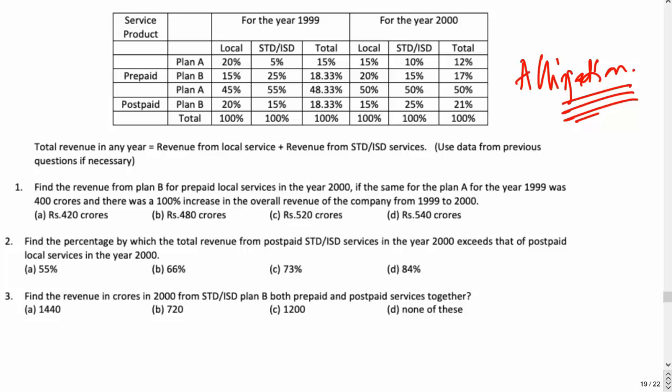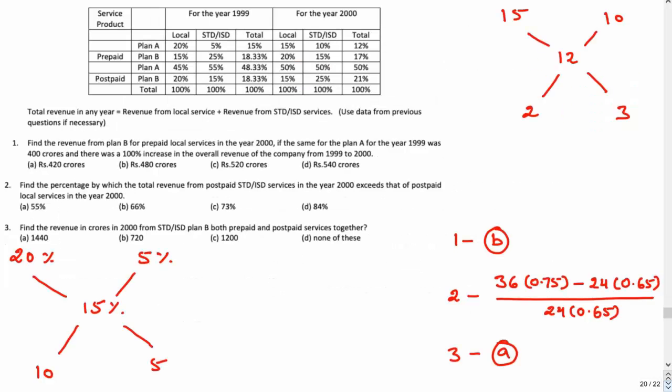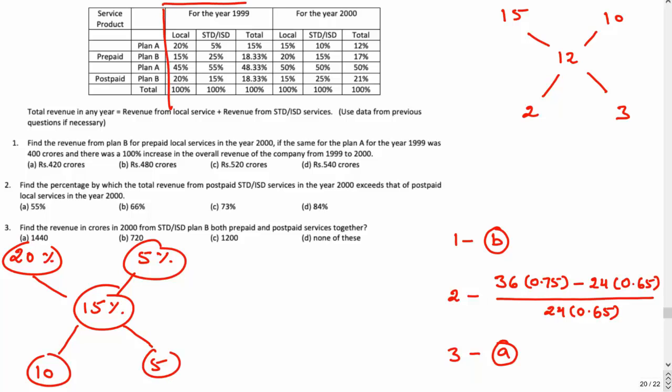How you can see is, see here. 20%, 5%, the average should have been somewhere between 20 and 5, but it is 15%. It means only one thing. See here, 20%, 5%, the average is 15%. It means the weightage that they are giving to local and STD is actually 2:1 in this particular scenario.